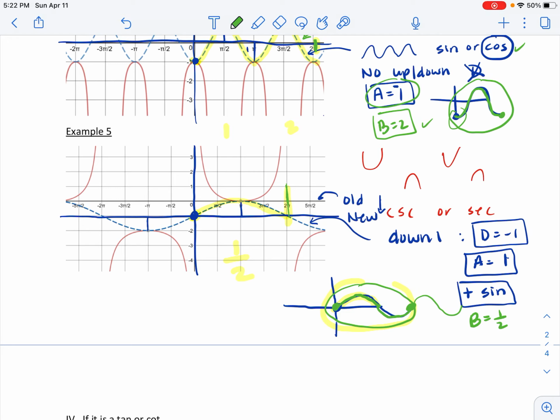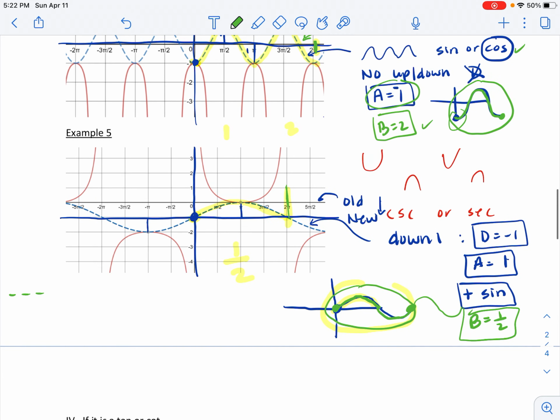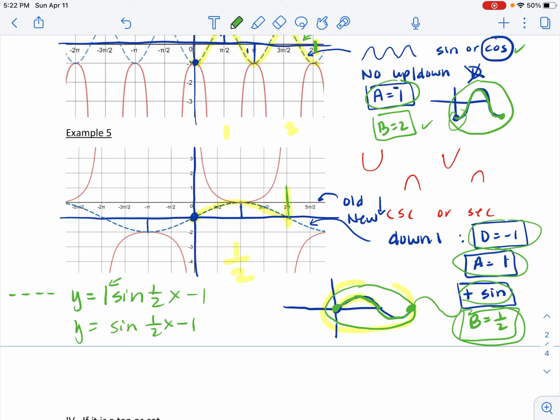So if my b equals 1/2, let's go ahead and put this together. Again, writing the equation for the dotted graph. The dotted graph here is going to be y equals, the a is 1, it's a sine function. The b is 1/2 x, and then it goes down 1, so it's going to be a -1. Now you guys, technically, I don't really need this one. It's just annoying, so let's go ahead and take it off. So it's sine of 1/2 x minus 1.